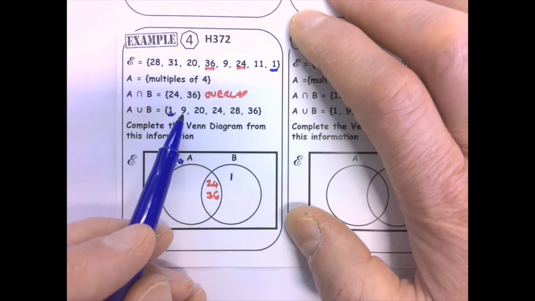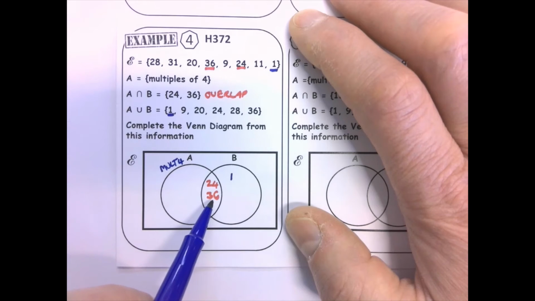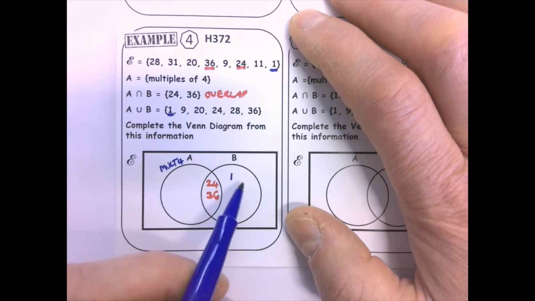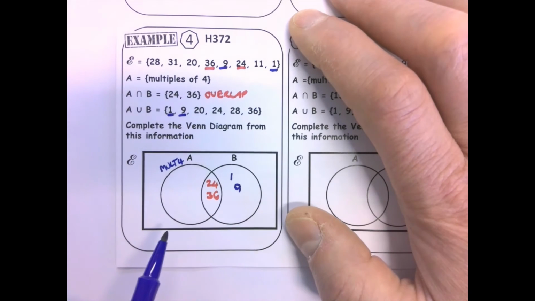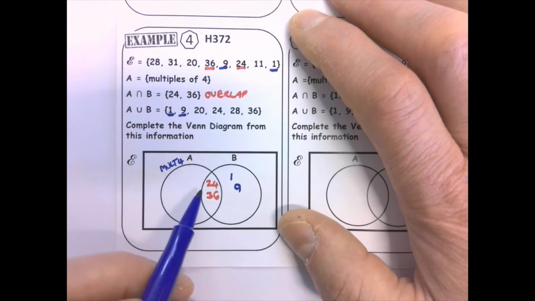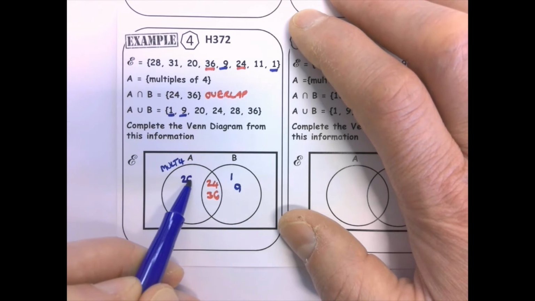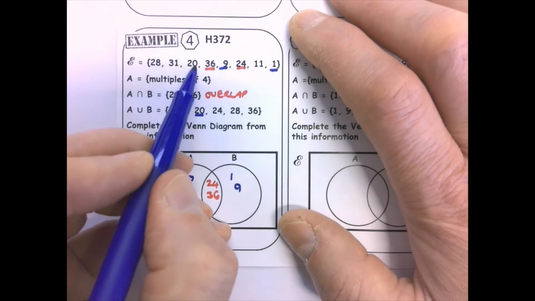So my number 9, that is not a multiple of 4, so it can't be in A. Not in the middle because I'm told it's not in the middle. It's definitely in A or B somewhere, so it must be out here somewhere, okay? So let's just account for those ones. 20, now 20 is a multiple of 4, isn't it? So it must go over there. Let's just cross it out.